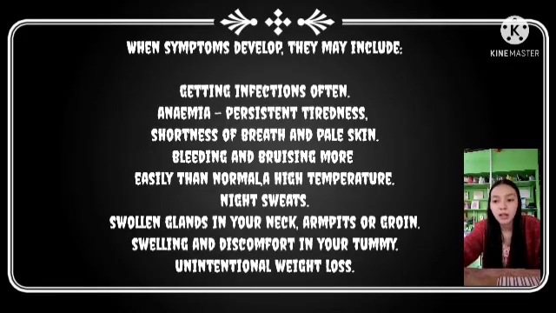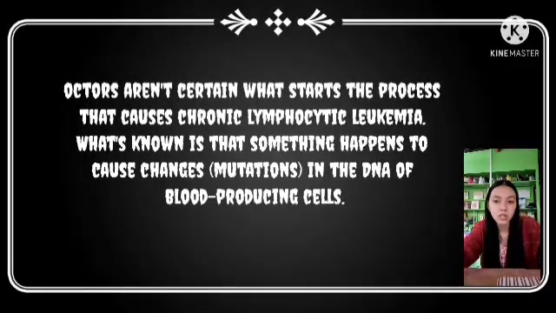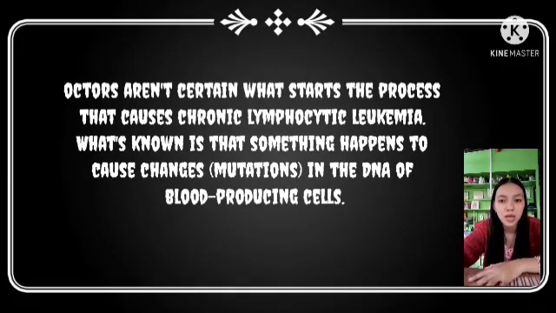chronic lymphocytic leukemia. So, the causes: the doctors are not certain what starts the process that causes chronic lymphocytic leukemia. What's known is that something happens, changes or mutations in the DNA of blood-producing cells. Same din siya sa acute kanina. Nagkakaroon ng changes, mutations sa DNA, which is yung nag-i-instruct sa cells natin kung ano dapat yung gagawin. Meron din siyang abnormalities sa DNA niya, yung nag-instruct na mag-produce ng mga cells sa katawan.